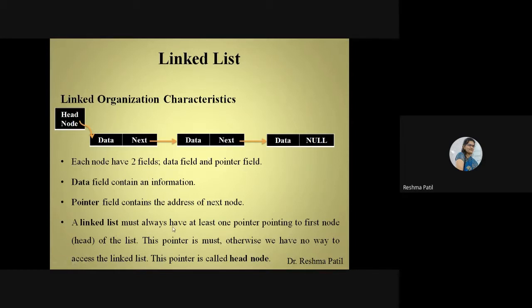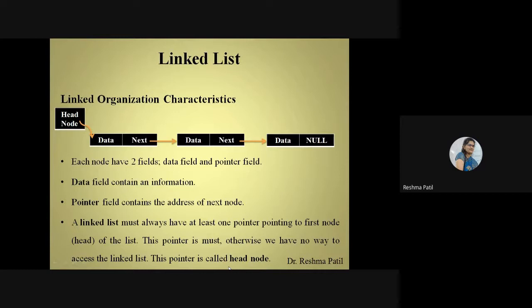So a linked list must always have at least one pointer pointing to the first node, that is, the head of the list. This pointer is a must, otherwise we have no access to the linked list. As I told you, we should know the address of this, otherwise we don't know whether this list is present in the memory or not. If you don't know the address of the first node, you are not aware whether the list is present. This pointer is a must, otherwise we have no way to access the linked list.